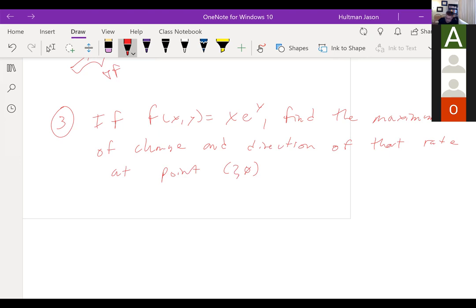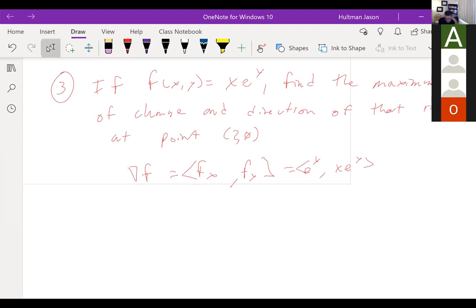Okay, so we want the maximum rate of change. Well, okay, so the maximum rate of change and the direction of the rate of change. Okay, so let's find out what del f is here. Del f is going to be f sub x, f sub y. Okay, that's the derivative there. Okay, so f sub x is going to be e^y, and f sub y is going to be x e^y.